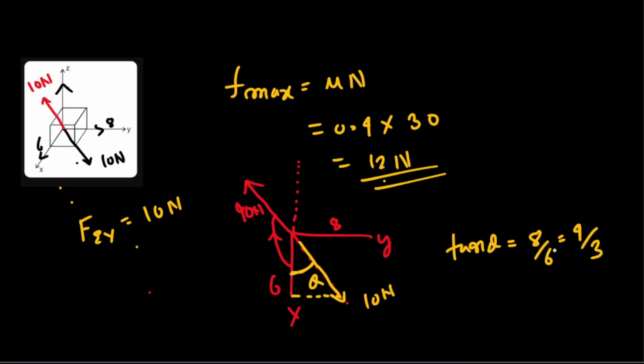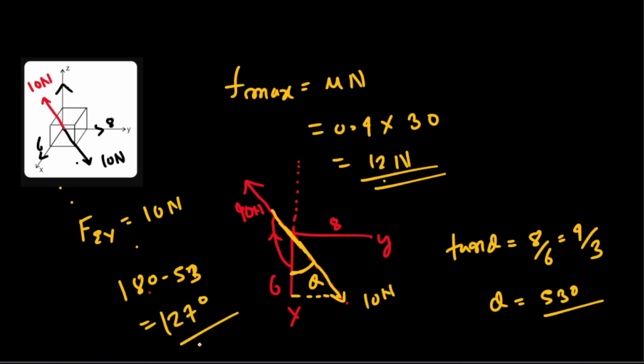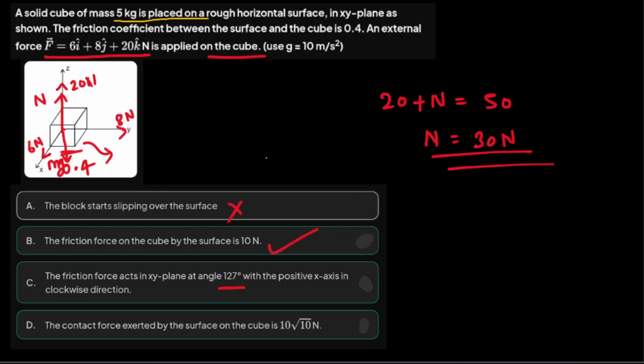You also know tan 53 is 4 by 3. So theta is equal to basically how much? 53 degree. Done? So this is 53 degree, and this whole thing is how much? This is your 180, right? So 180 minus 53, you do it. That will give you how much? That will be equal to 127, right? Yes, 127 degree. So it is making an angle of, what was the option? Friction force acts in xy plane at an angle of 127 degree with the positive x-axis in the clockwise direction.